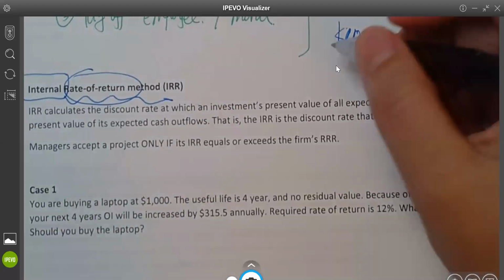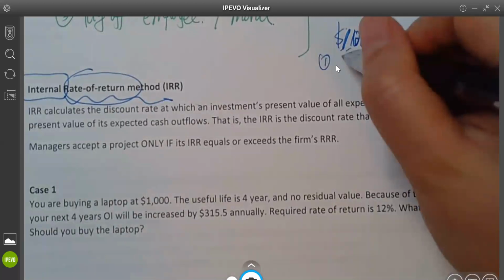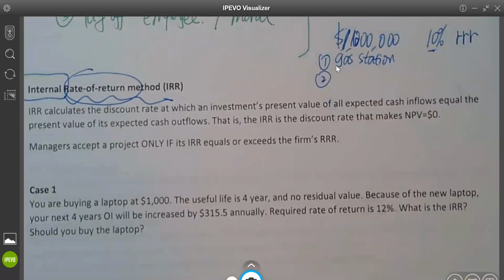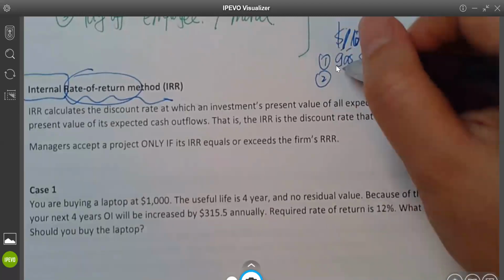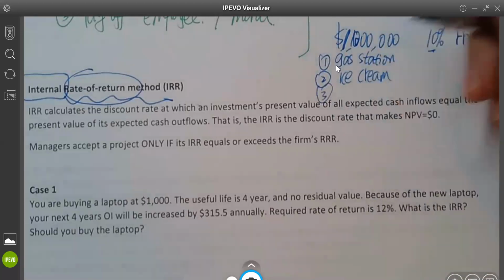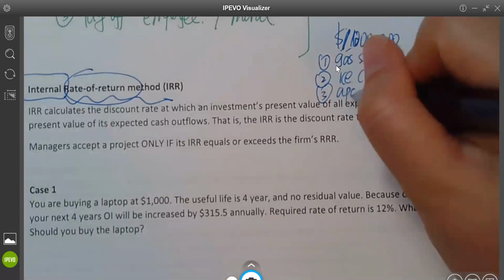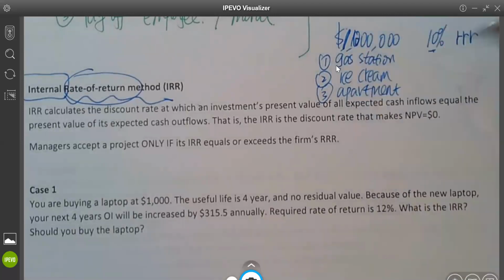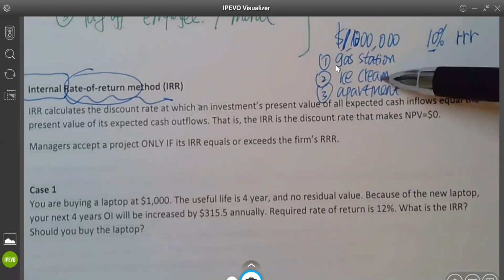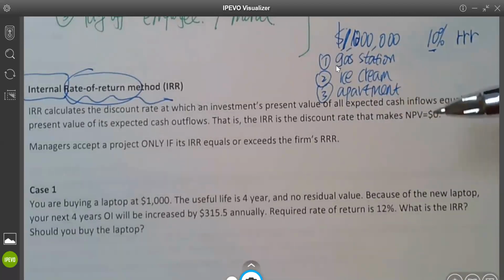So one is the gas station. And then second is ice cream, because I like ice cream. And then the third one is an apartment, where you want to rent to SIU students. Now you have 3 departments, 3 choices. You use this 10% you borrowed from the bank and you invest in 3 projects. What is the internal rate of return for each specific project?